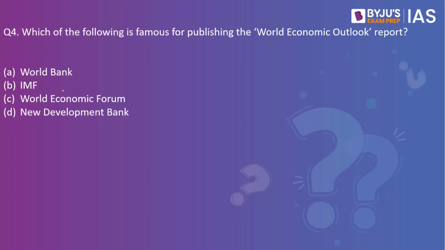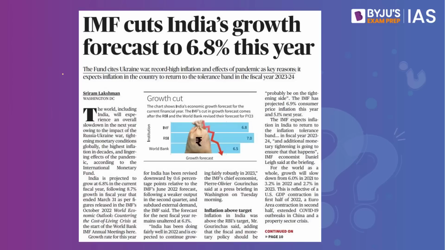Next, question number 4. Which of the following is famous for publishing the World Economic Outlook report? World Bank, IMF, the World Economic Forum, or the New Development Bank? The correct answer here is IMF. IMF is the one that publishes this report, according to which they try to predict what can be the growth rate of the world economy in the coming financial year. This kind of prediction comes in the World Economic Outlook.